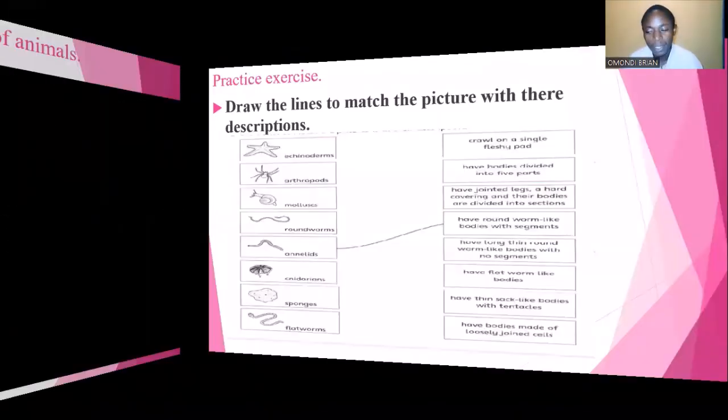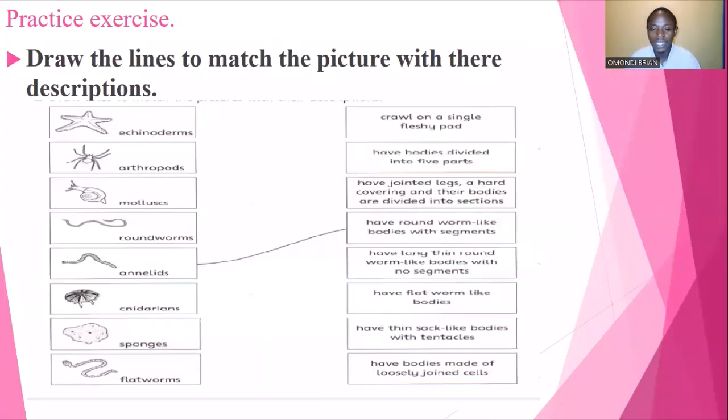Okay, class, I hope you enjoyed the video and you have got a few concepts that we also discussed in our previous discussions. So I also made for you a very easy practice exercise that will help you to evaluate yourselves if you have understood well the topic and the classification of animals. If you have not understood, you need to go back and read more on classification of animals.